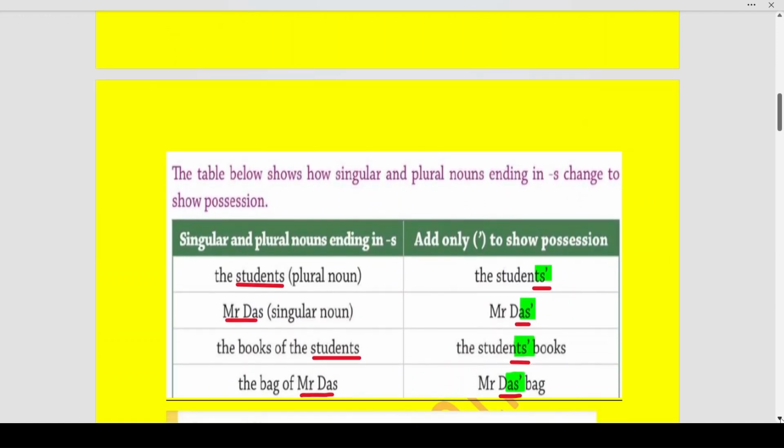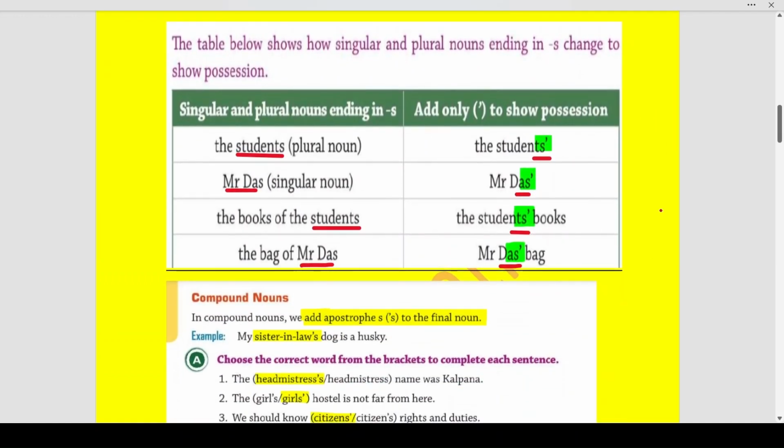Now, the table below shows how singular and plural nouns ending in S change. The previous table showed nouns not ending in S, but this is showing singular and plural nouns ending in S. Now, singular and plural nouns ending in S, like student: students becomes the plural noun of a student.